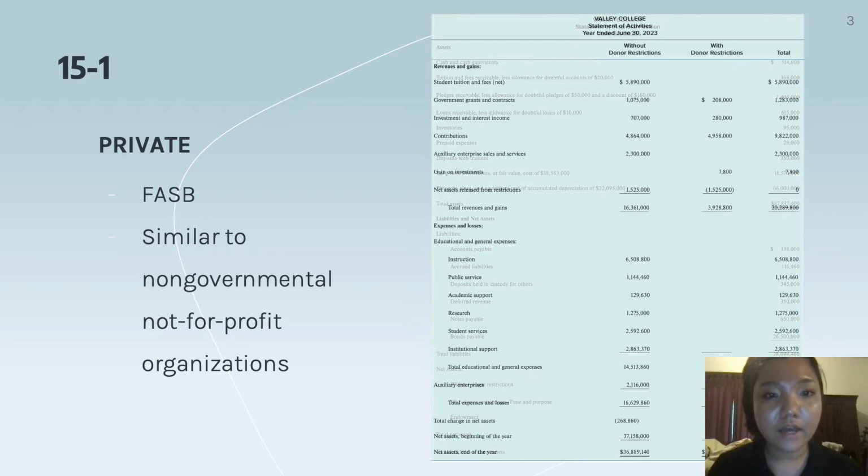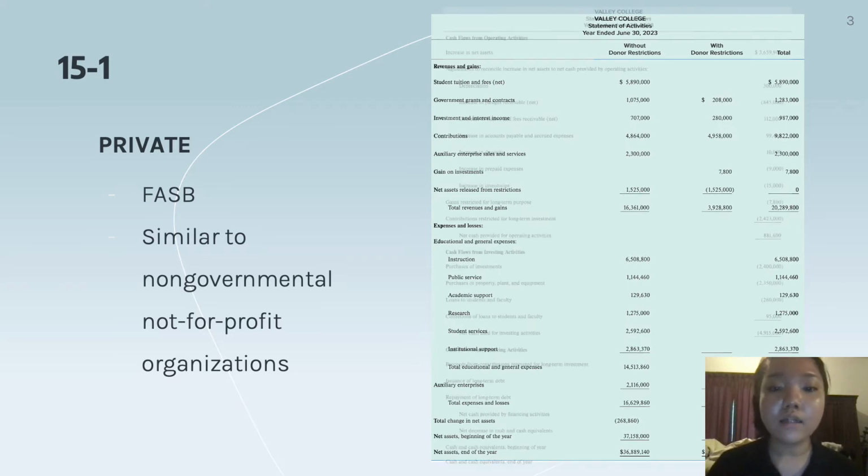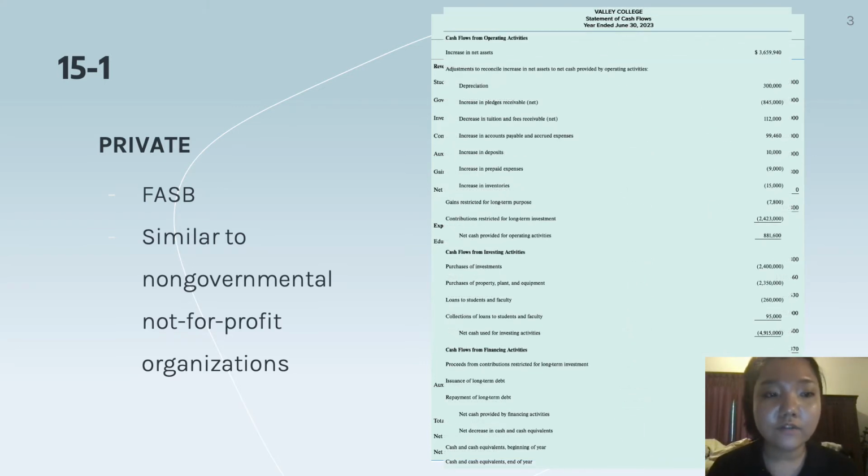Now that brings us to the statement of activities, which is not different from what we've learned. There are the revenues and gains, expenses and losses, and then the change in net assets at the bottom. So we're using the terminology of net assets now. And then we have the statement of cash flows. For FASB, we have the option to use the direct or indirect method for creating this statement. And then these are the typical three regular classifications: operating, investing, and financing.